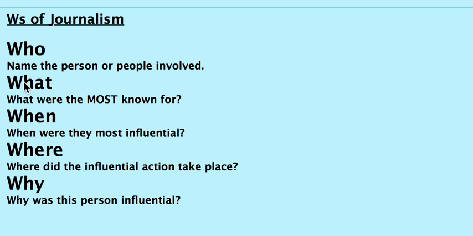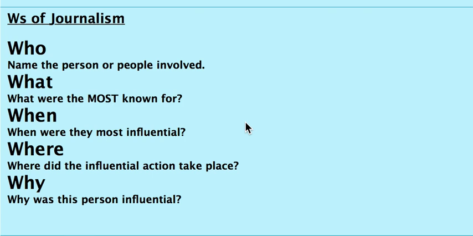So for instance, if you were talking about a president, you wouldn't talk about how they were senator. You would talk about their presidency, not how they were senator. Okay, so you want the most influential part of the person's life, what they were most known for. When were they most influential? Okay, so when did they make the greatest impact on the world, on the country, etc., etc.?